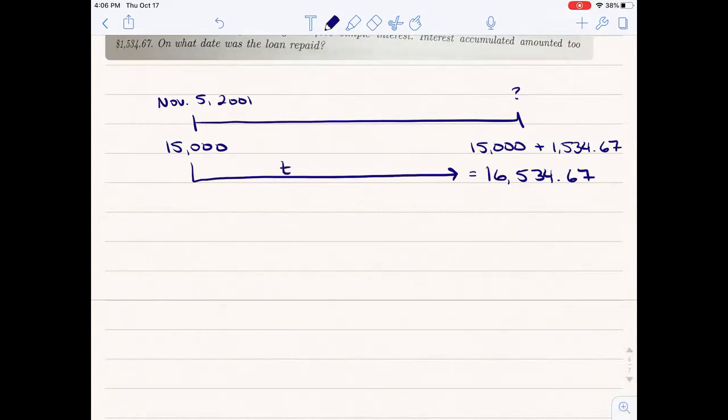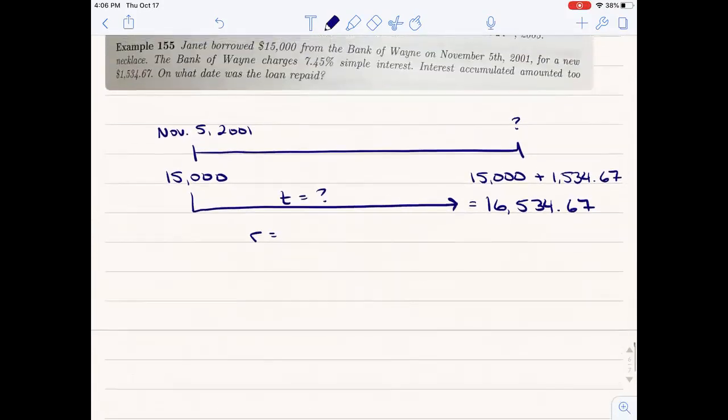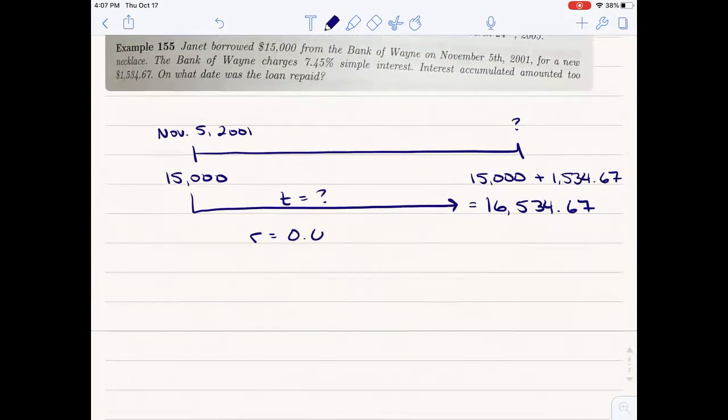We still don't know the time it took because that's going to be a gateway to finding that date, right? So first we're going to solve for time, and then we can use the days between dates function to figure out the actual date. Right? So we're kind of working backwards, I guess. And then I'm going to jot down the rate somewhere around here. The rate is 0.0745.